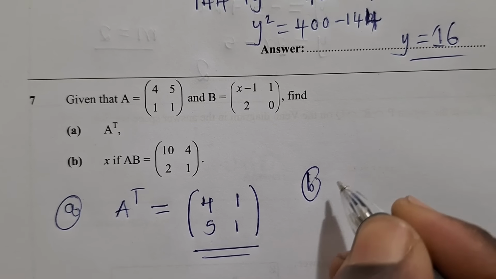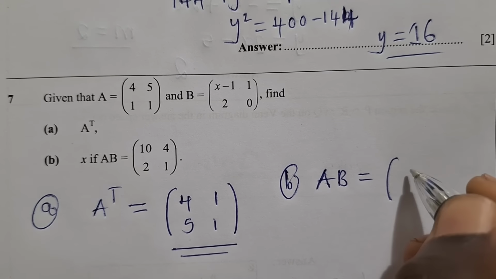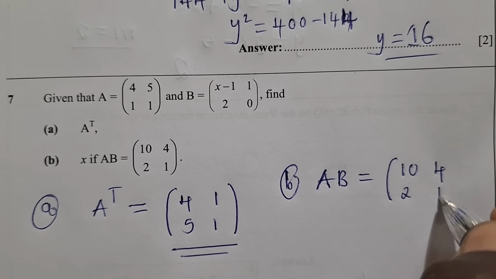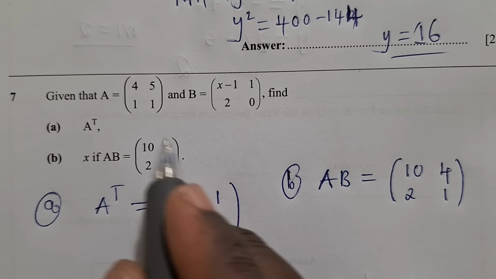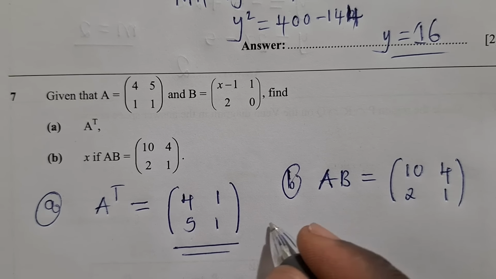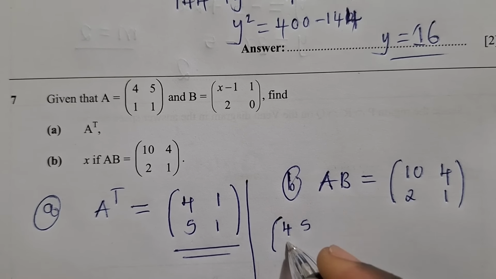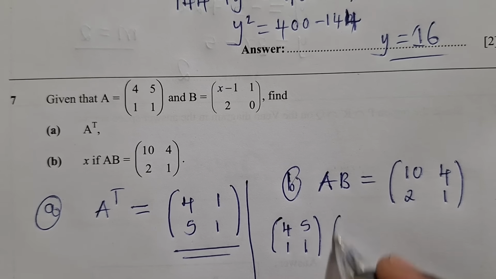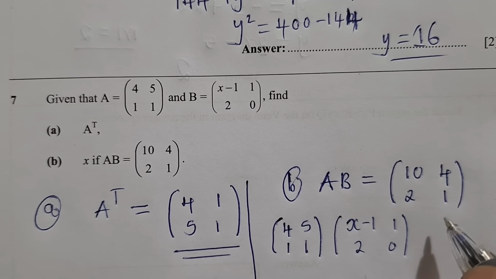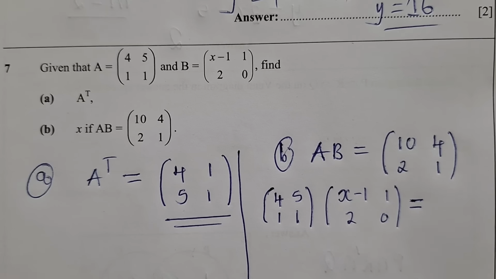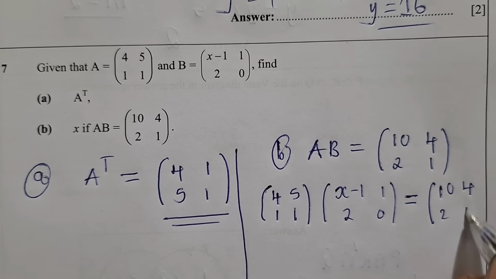So we now go to question B. Question B, they've given us that AB is equal to (10, 4; 2, 1). This simply means they have multiplied this matrix by this matrix, giving us this answer. So to find the value of x, we are just going to multiply the two matrices, (4, 5; 1, 1), which is matrix A, multiplied by matrix B, which is (x minus 1, 1; 2, 0), and then we shall say equal to, okay? Equal to, here the answer is (10, 4; 2, 1).